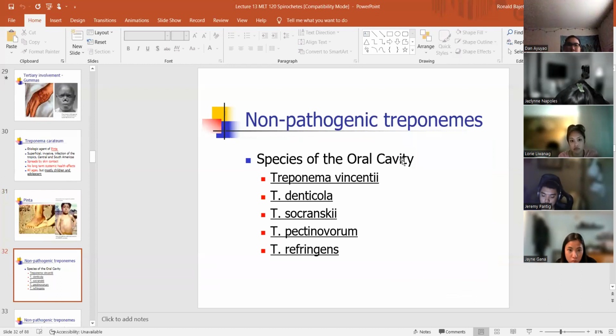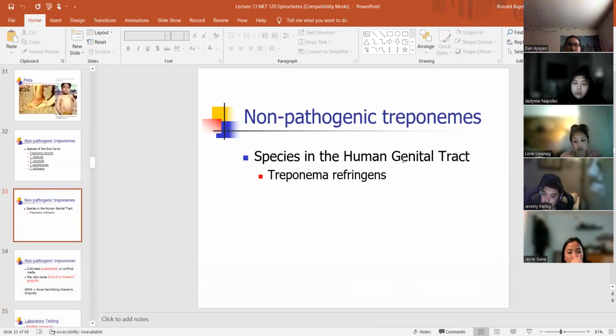All right. The non-pathogenic treponemes, like I mentioned, Treponema vincentii, denticola, socranskii, pectinovorum, and refringens. These are non-pathogenic. They're kind of like normal flora, but you don't want them to be opportunistic. If you don't have good oral hygiene, you don't take care of your mouth, for example, it can be opportunistic and cause problems. Species in the human genital tract, that's Treponema refringens. Again, this is a non-pathogenic treponeme.